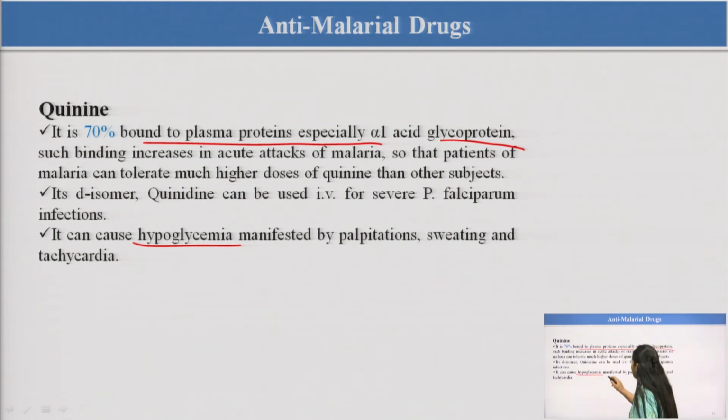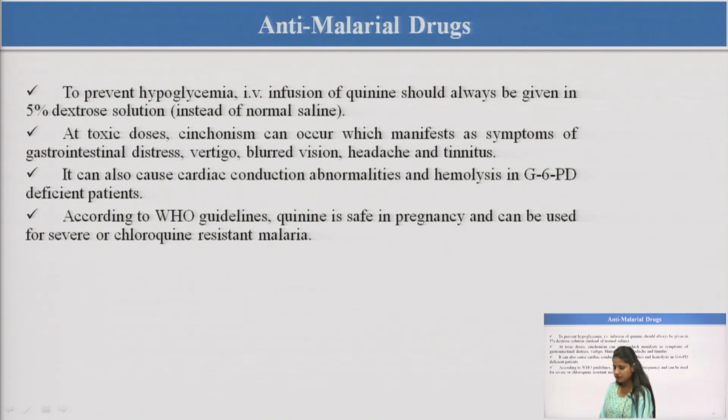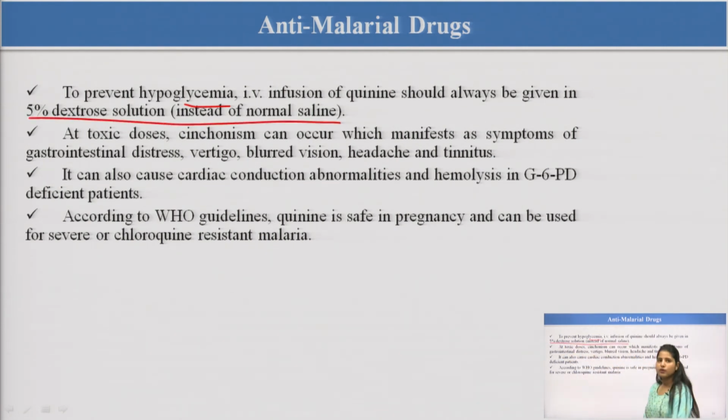So, hypoglycemia is causing palpitations, sweating, and an increase of heartbeat. Tachycardia will be there. Now, to prevent hypoglycemia, what solution is given? 5% dextrose solution instead of normal saline. This solution is given. Now, at toxic doses, meaning the drug is given for a very long time, at that time cinchonism will occur.